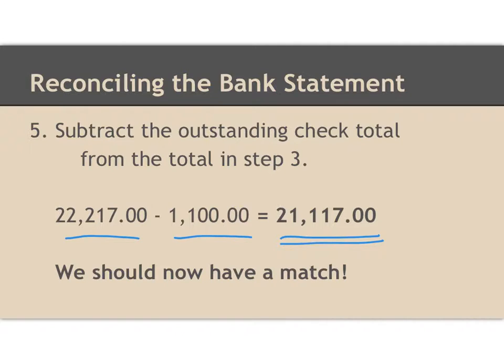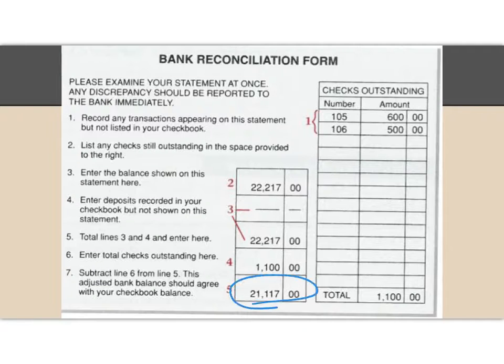We should now have a match with the checkbook. And we do. Because after we accounted for the $8 service charge, the total in the account was showing in the checkbook as $21,117. We should now have a match. And we do. Congratulations, you have successfully reconciled the bank statement and the checkbook for Roadrunner Delivery Service.